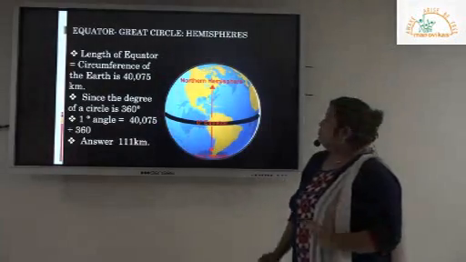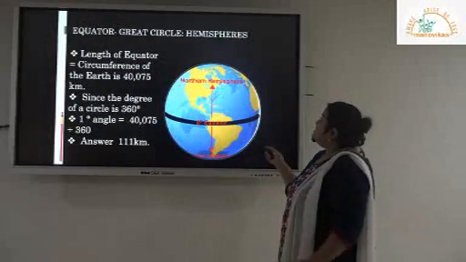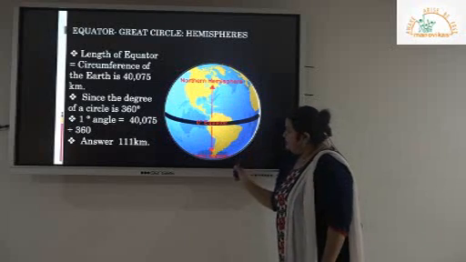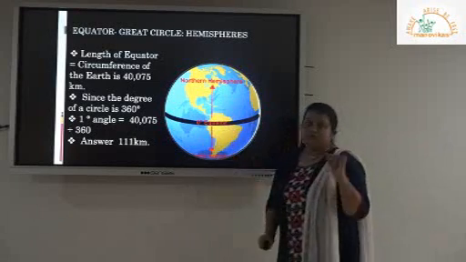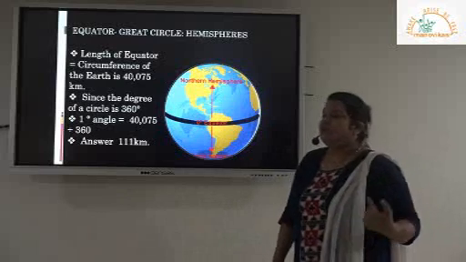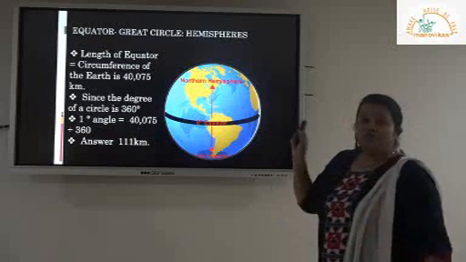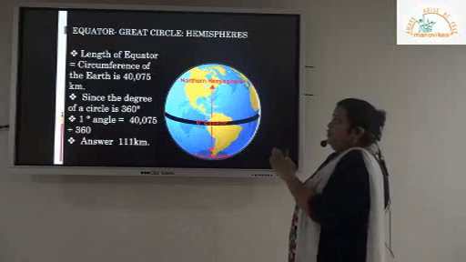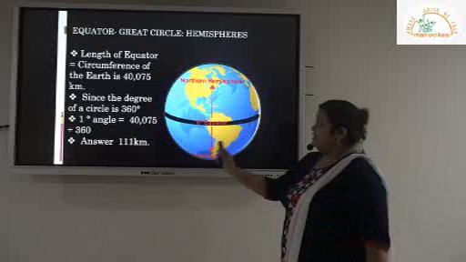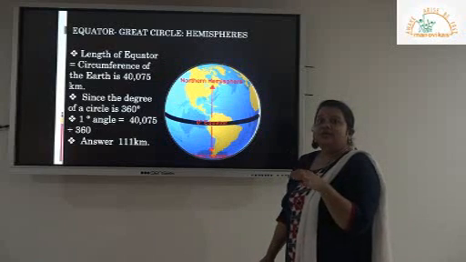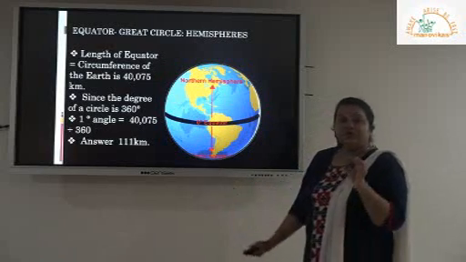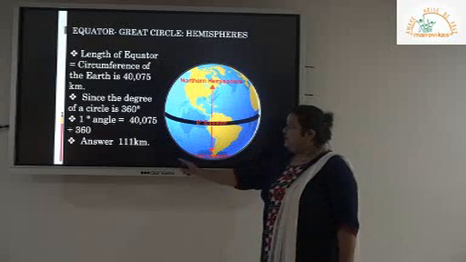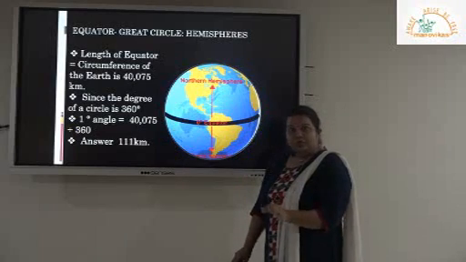Now, the equator, which is a great circle, divides the earth into two hemispheres, the northern hemisphere and the southern hemisphere. The total distance or circumference of the equator is 40,075 kilometers. Now we are going to take this circumference and divide it by 360, because the degree of a circle is 360, in order to get the distance of 1 degree. And we get an answer of 111 kilometers.